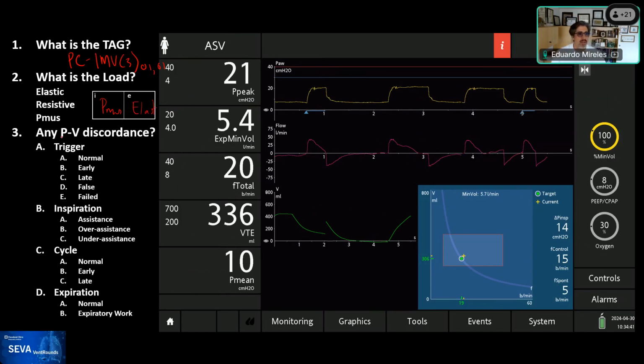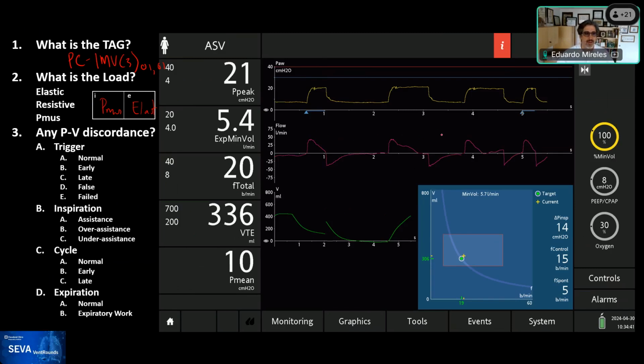So now let's go into the PV discordance. So what about the trigger for this? Is the trigger early, late, false or failed, or normal? Which one, Arsal? Arsal has put in early trigger. Where do you see it, Arsal? Which breaths?